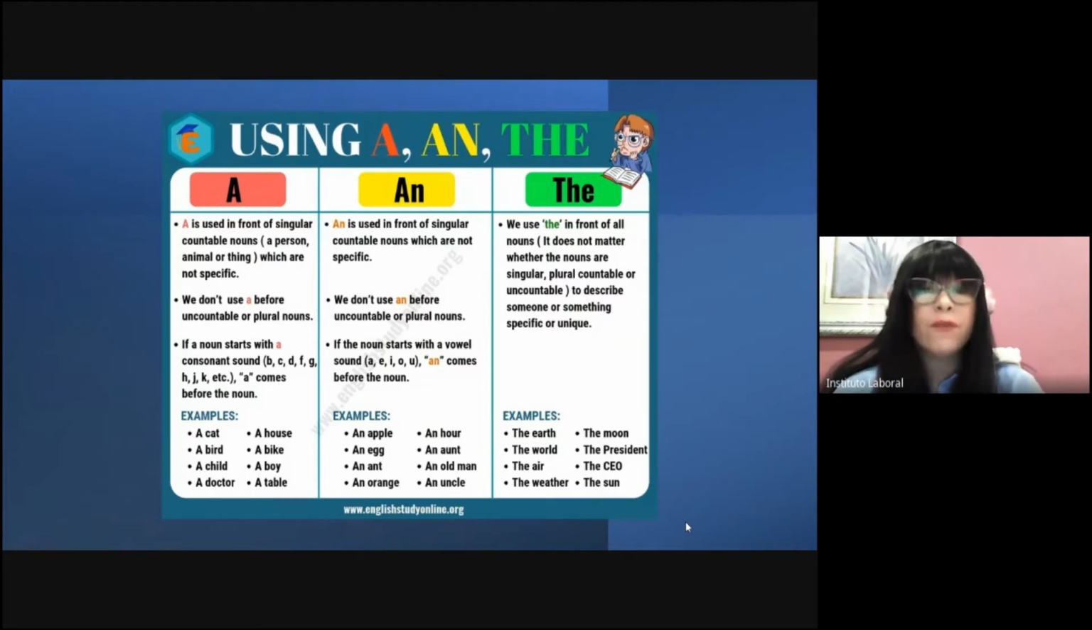An is used in front of a singular countable noun which is not specific. We don't need to use an before uncountable or plural nouns. Remember, an means the same as a, uno, una.